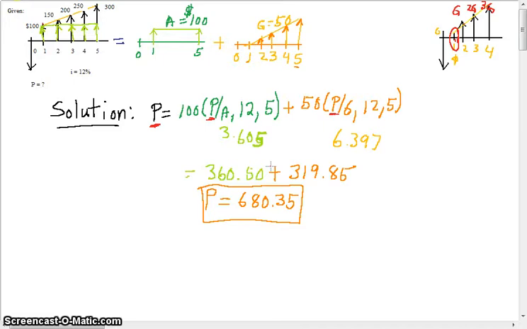Okay, so that's how you solve these positive gradients where we have situations where that first year isn't 0. How do we deal with it? We break it off. We'll look at this also as far as negative gradients in the next video.